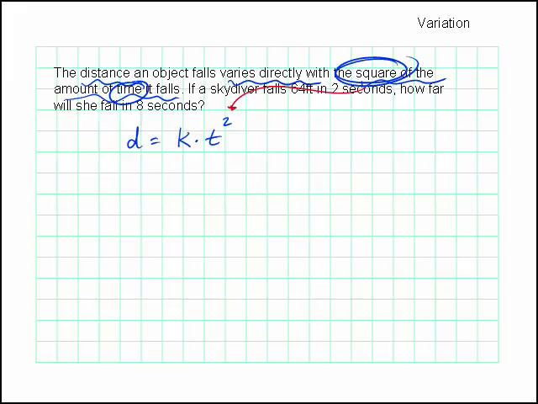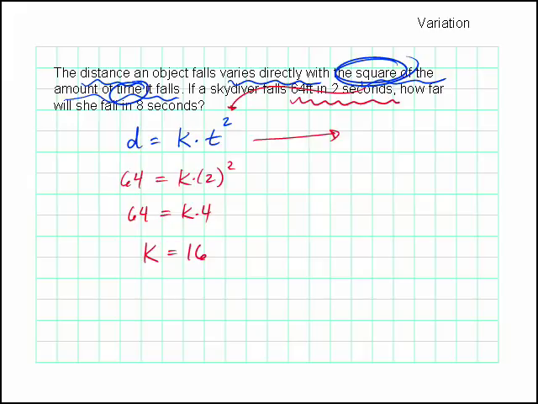Now just like the other problems, I now have to find k. So let's see here. If a skydiver falls 64 feet in 2 seconds, I can use that information to find k. Let's plug it in. 64 feet, time 2 seconds. Don't forget to square it up there. 64 equals k times 4. Divide, and k is 16. My variation constant is 16, and so that tells me that this equation is actually d equals 16t squared.